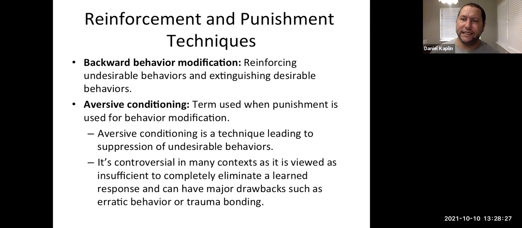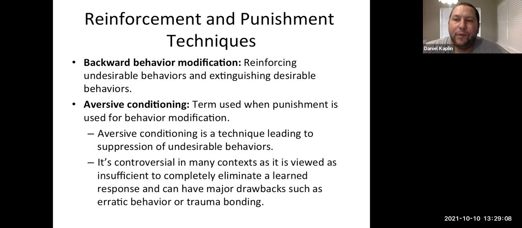Aversive conditioning in general is whenever punishment is used in behavior modification. It tends to lead to a decrease or suppression of undesirable behaviors. However, many people are critical of this approach because it doesn't fully eliminate the learned response. In fact, you might see some avoidance learning, where the person learns, hey, in this situation I can't do that behavior, but in another situation I can.